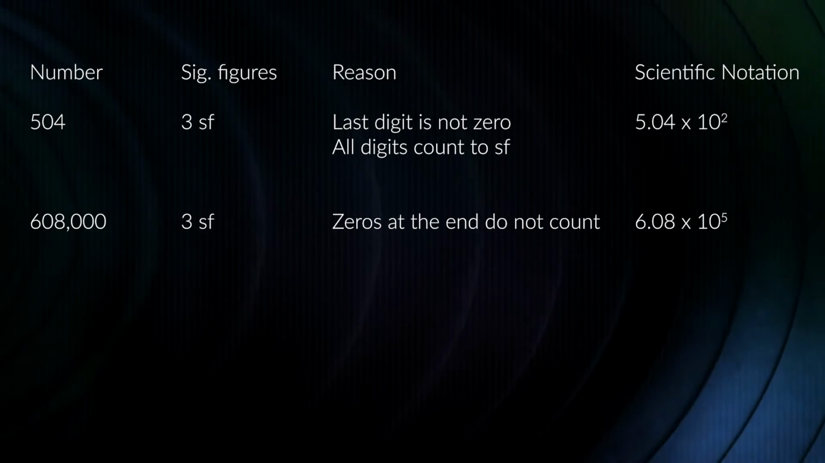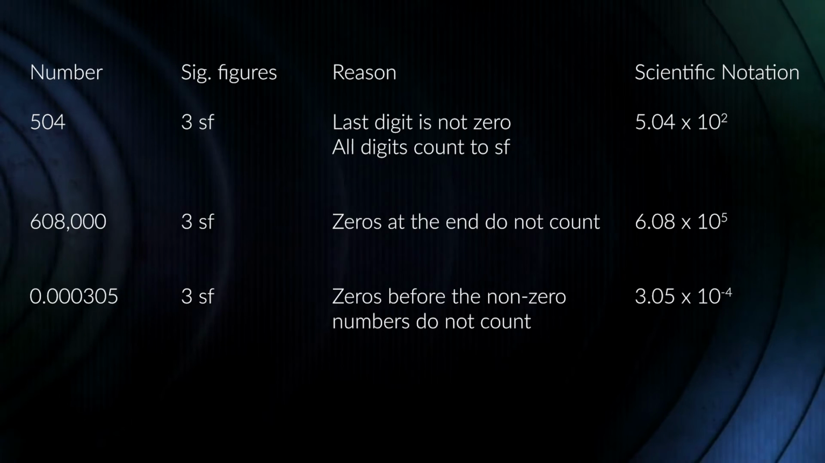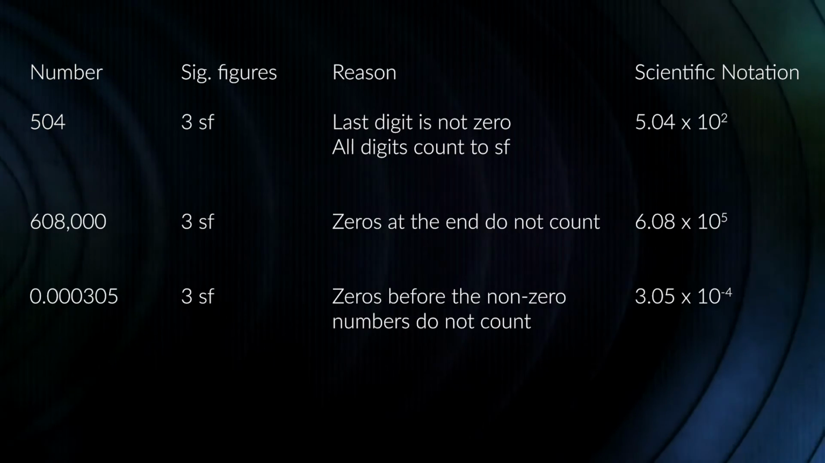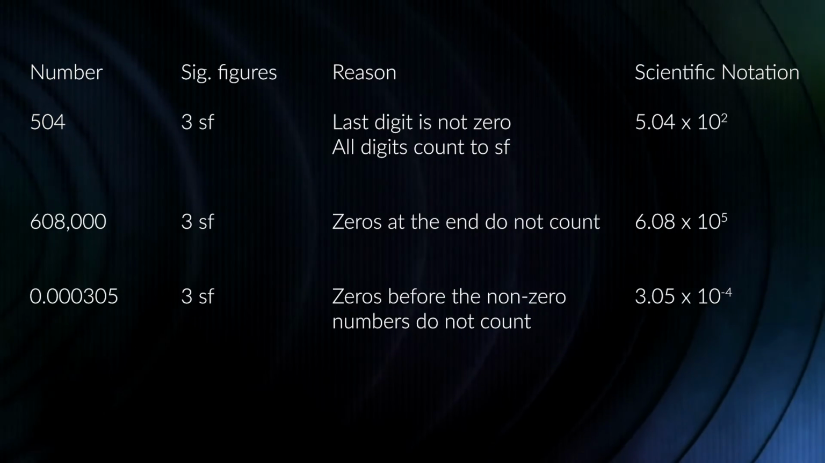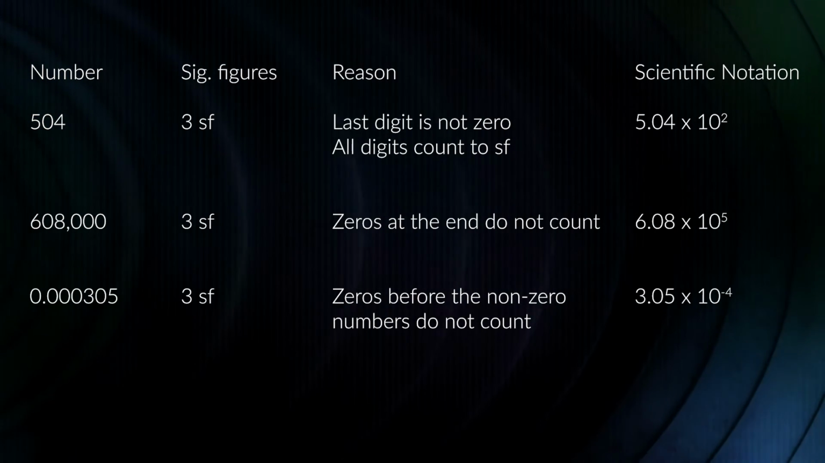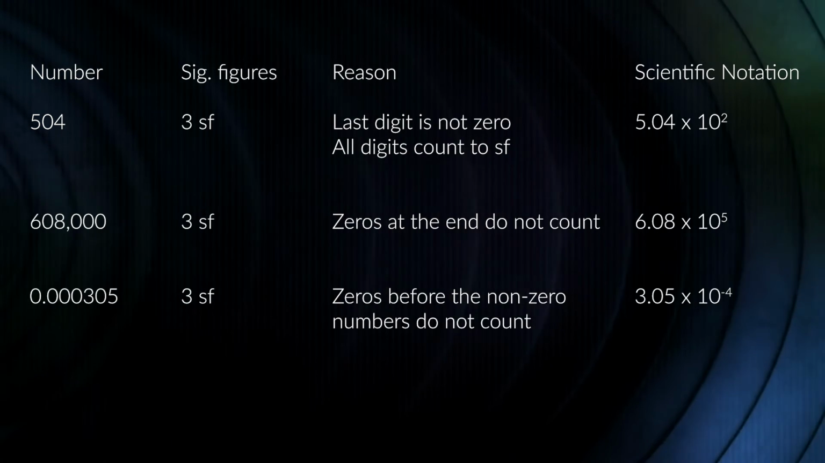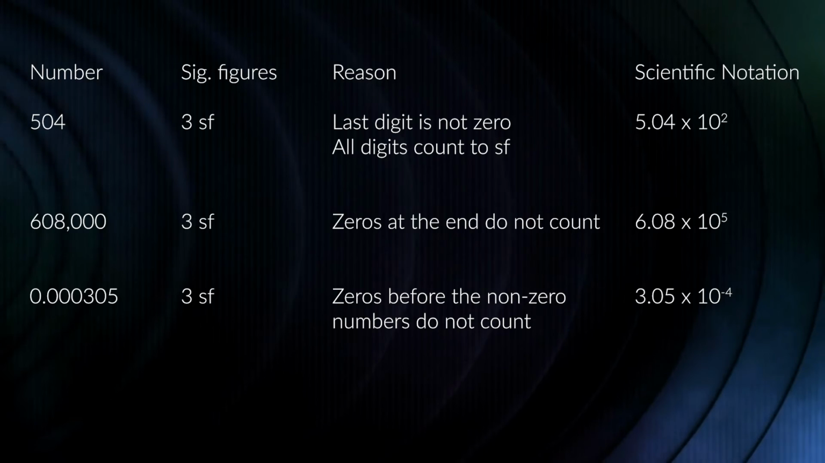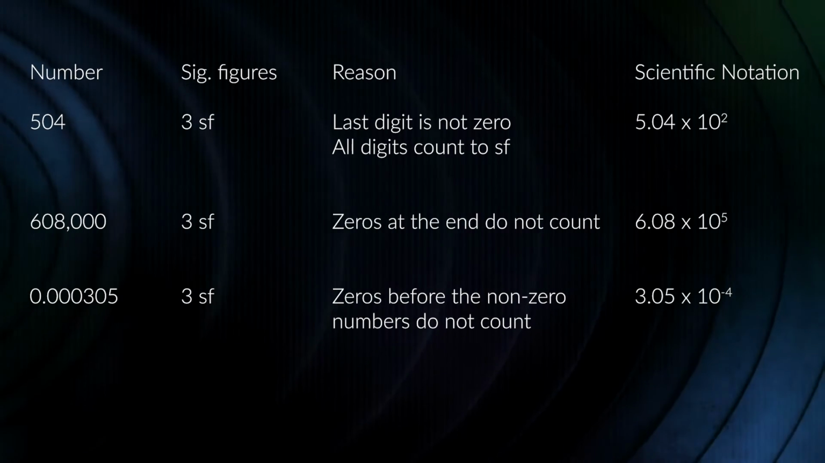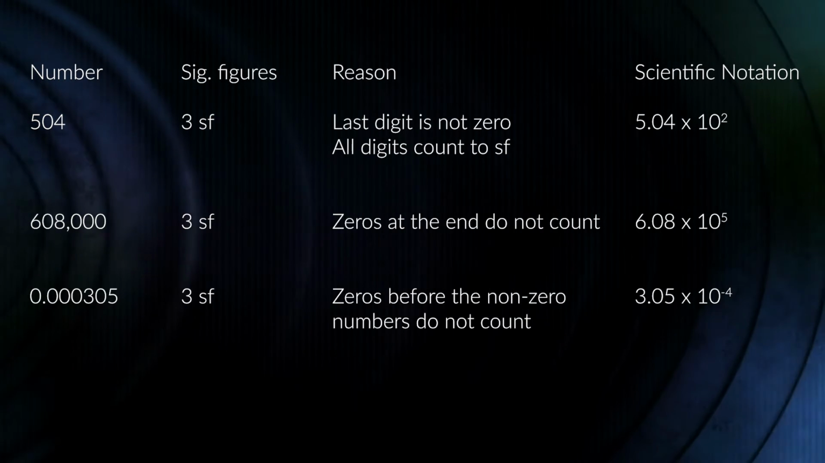Now, if you look at the next number, it's a decimal number and it's 0.000305. This is also to three significant figures. This is because those zeros before the number do not count. So we're looking at the number which is 305. We have three significant figures. And if you wanted to write this in scientific notation, I would write 3.05 times 10 to the minus 4, moving the decimal place towards the left.